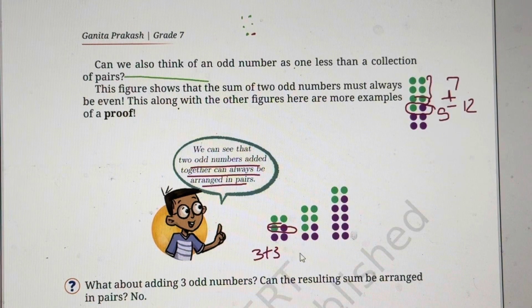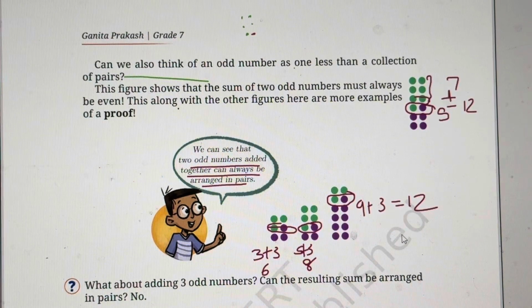Then here 5 plus 3. This is 8. This is 6. So here also it becomes even. Then this is 9 plus 3, which is 12. Again, the one number which was left over in both of these numbers, they pair up together. That's why you get an even answer. Right? But what is important here is we are just adding two odd numbers. So if two odd numbers are added, the answer will always be an even number.